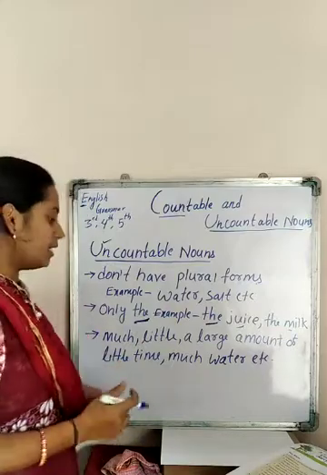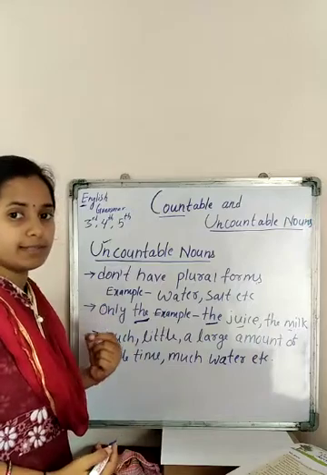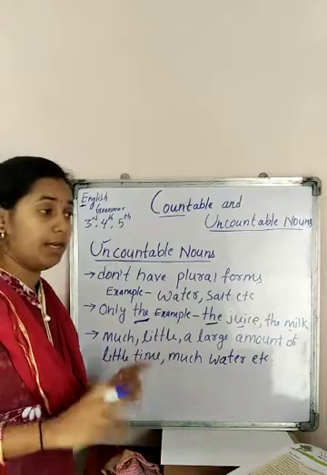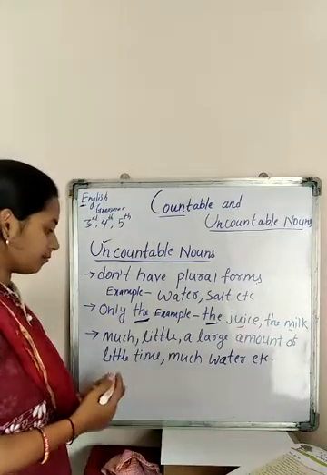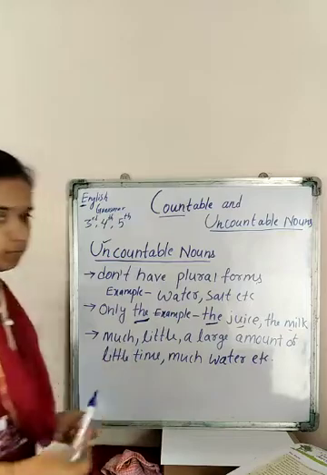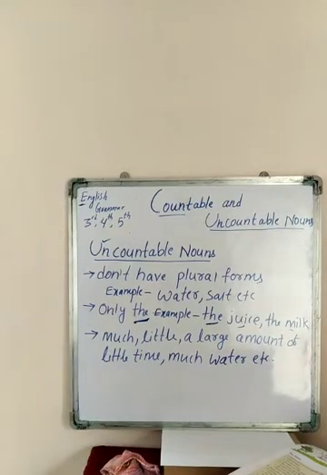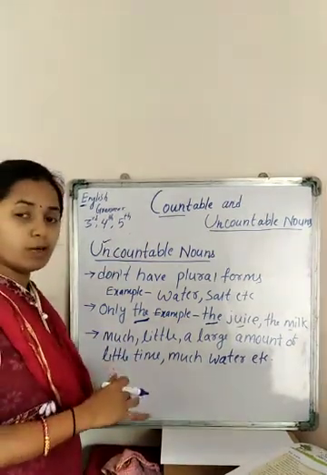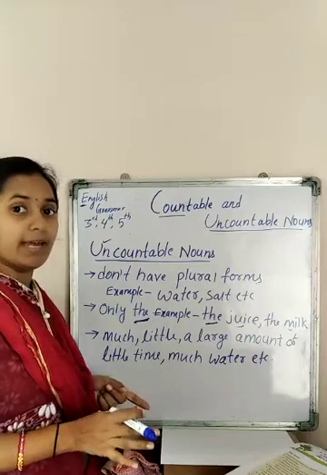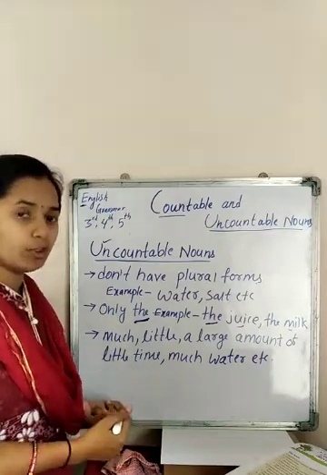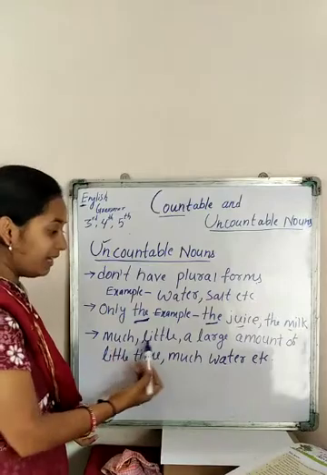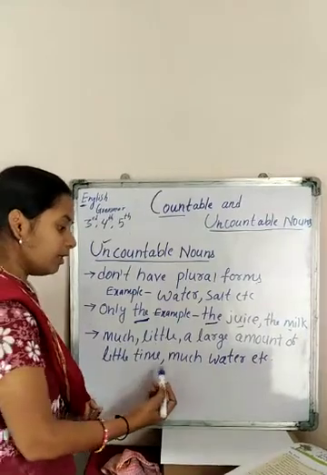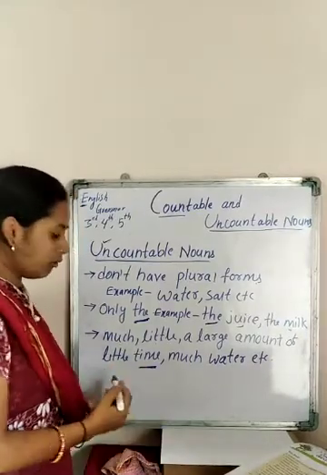Okay kids? Yes. Now moving to the third point, we discussed that in your countable nouns we can use a few, a large number of, etc. But here, what to use? Here you have to use much, little, a large amount of. So little time. Time is an uncountable noun, so we can use little time.